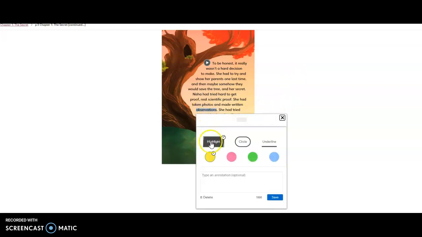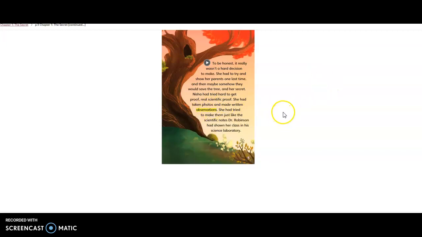There's that special word, observations. She wrote down what she saw, what she noticed.